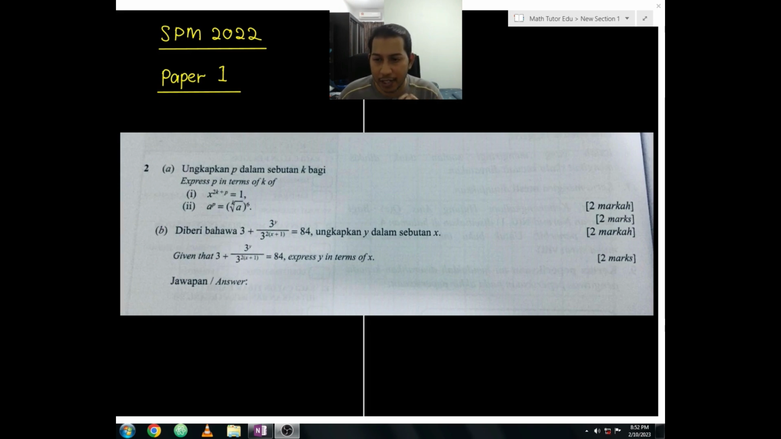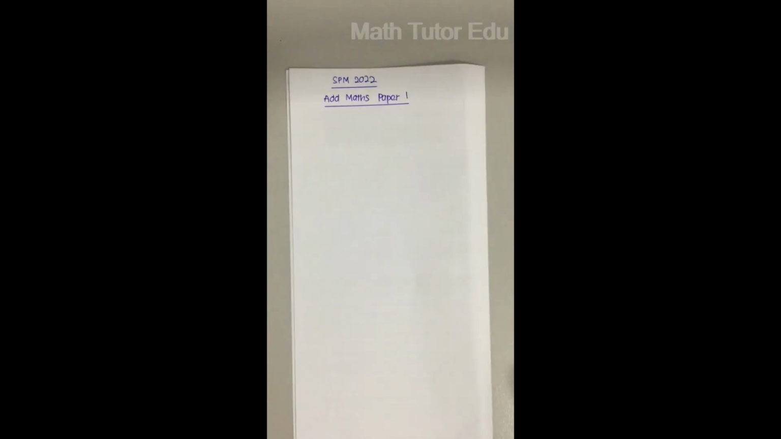For question 2, part B, given that 3 plus 3 to the power of y divided by 3 to the power of 2 in a bracket x plus 1 close bracket equals 84, express y in terms of x. So this is the overall question. Take your time to solve this question and we will begin the discussion in the count of 5, 4, 3, 2, 1. Let us begin our discussion for question 2 part A.